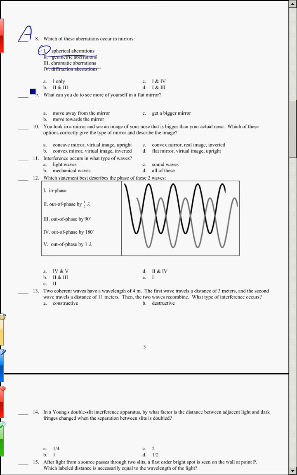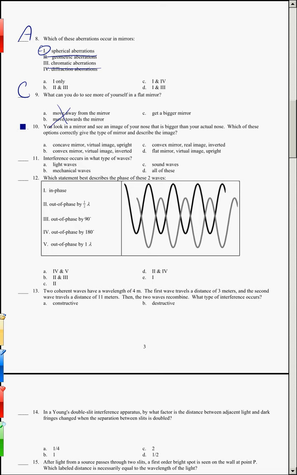A. What can you do to see more of yourself in a flat mirror? Alright, neither moving away nor towards changes what you see. The only way to see more is to get a bigger mirror. You look in a mirror and see an image of your nose that is bigger than your actual nose. Which of these options correctly give the type of mirror and describe the image?